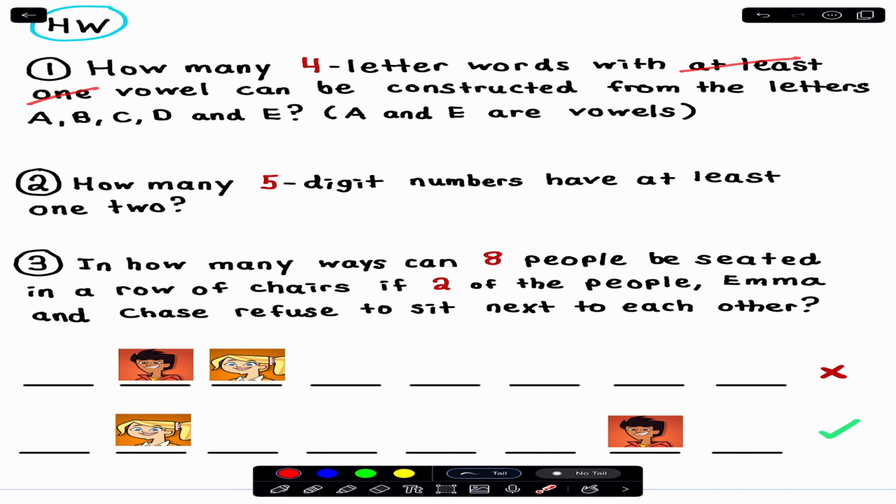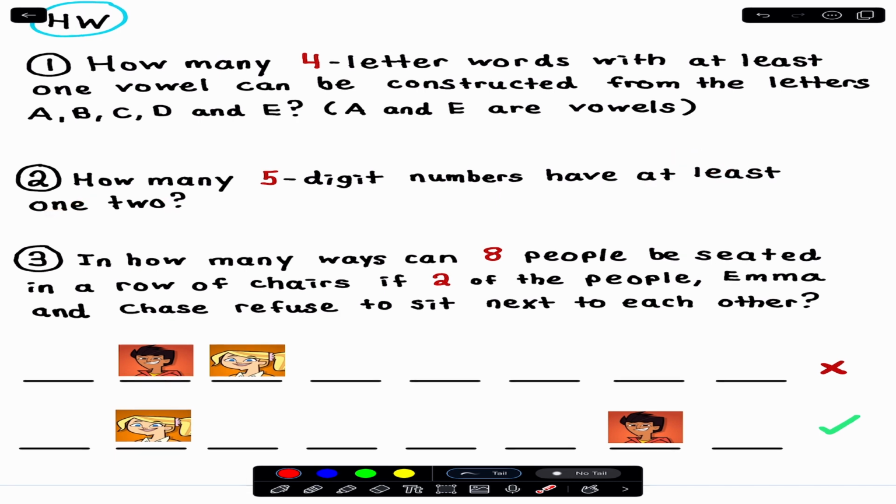So using complementary counting, we would instead ask ourselves how many 4-letter words with not at least one, but no vowels. So how many 4-letter words with no vowels can be constructed from the letters A, B, C, D, and E? And of course, you subtract from the total number of 4-letter words with no restrictions. Similarly, for question number 2, how many 5-digit numbers have at least 1 2? You're going to ask yourself, how many 5-digit numbers have no 2s?